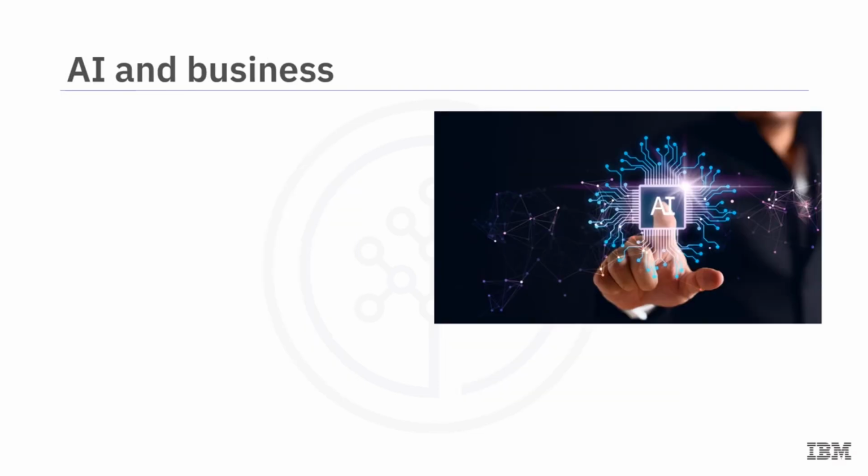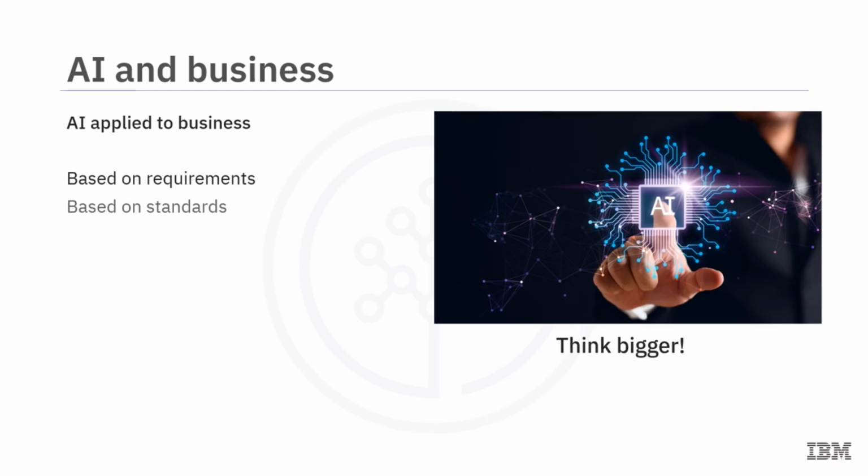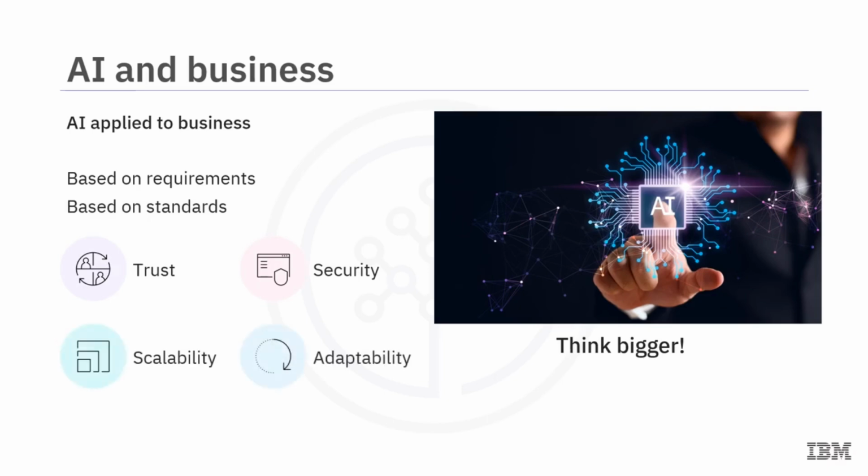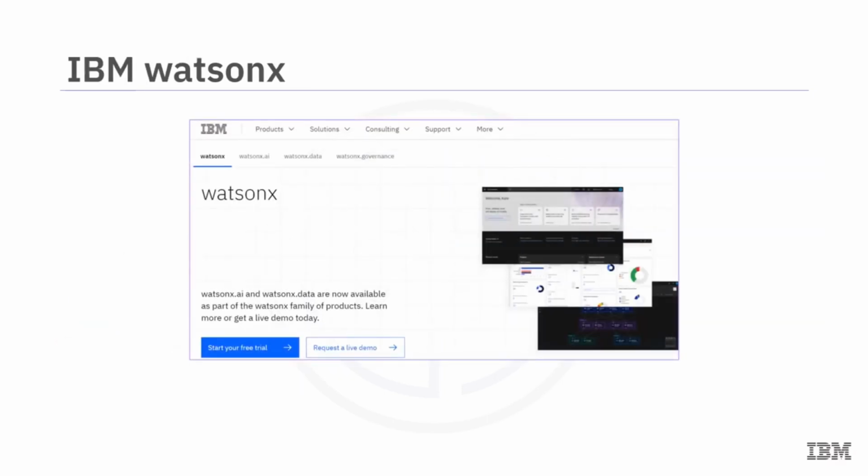Generating a poem, art, or a song through AI is fun, but when AI is applied to business, you need to think bigger. AI for businesses needs to be built based on requirements with higher standards. When you build AI in the core of your business, it needs to be trusted, secured, scalable, and adaptable. Here is a platform that helps businesses leverage AI: IBM Watsonx.